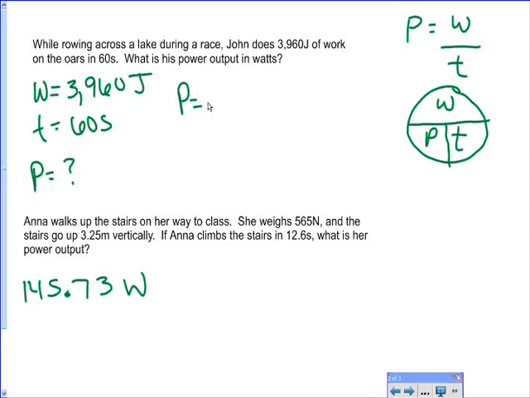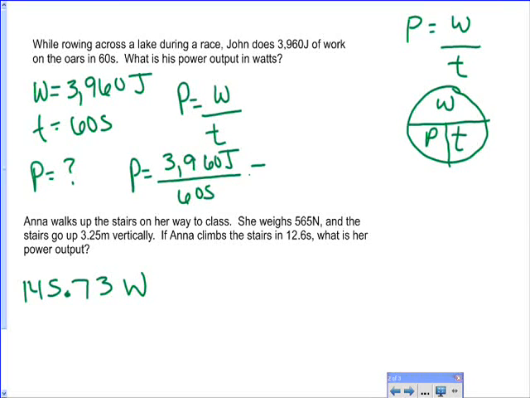So our question mark is the P, so we start with P equals, and it's W over T. Now let's go ahead and fill in those numbers. 3,960 joules divided by 60 seconds. And if you calculate that into your calculator, 3,960 divided by 60 seconds, you're going to get an answer of 66 watts, and that's what equals power. Now, let's go ahead to number 2.